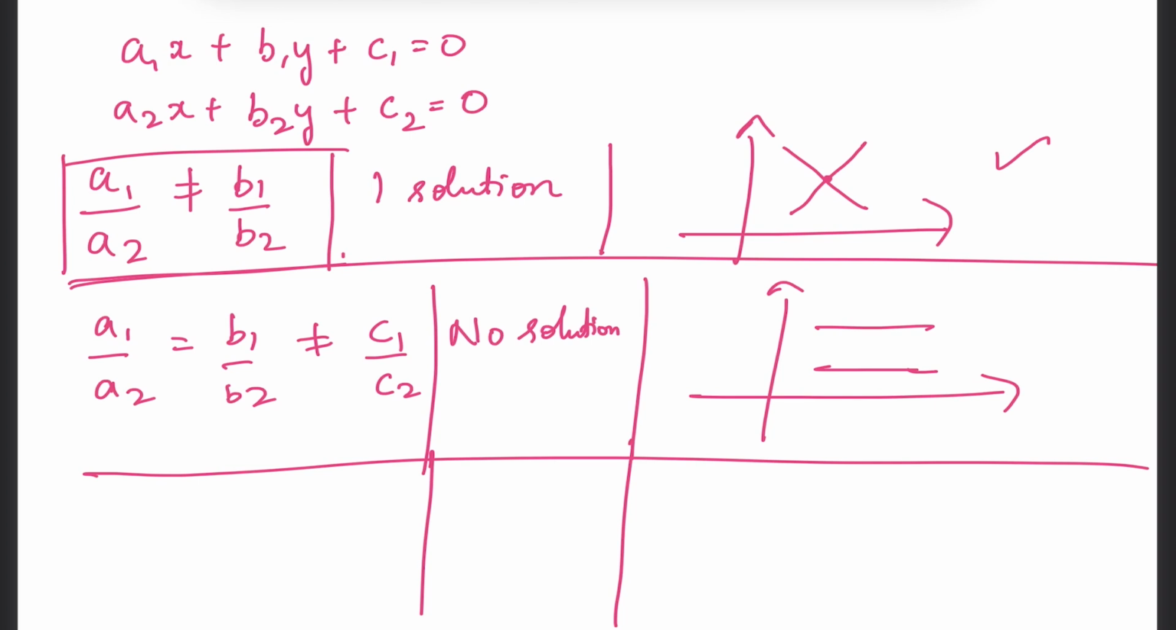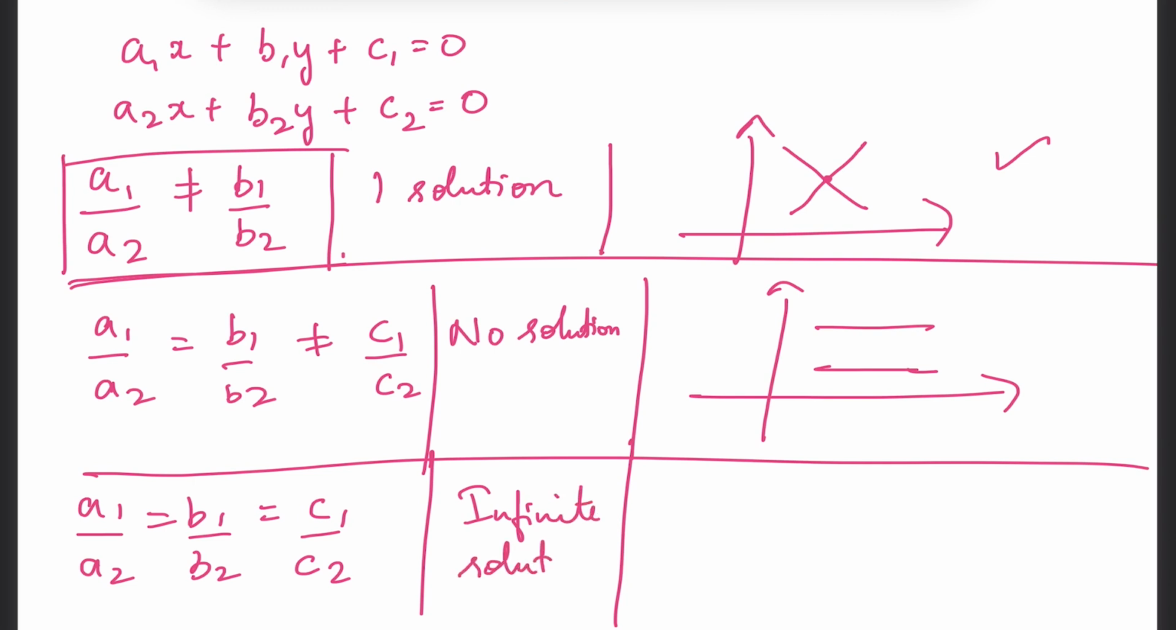Coming to the third case, where a1 by a2 is equal to b1 by b2, that is equal to c1 by c2. Here we have an infinite number of solutions. What is the nature of the graph? When we plot it on the graph, we get a single line where the lines are coincident, that is, they are overlapping. Hence, we get infinite solutions.